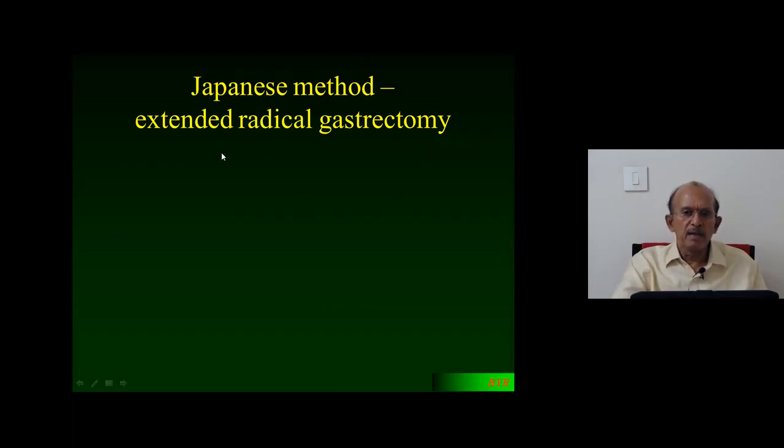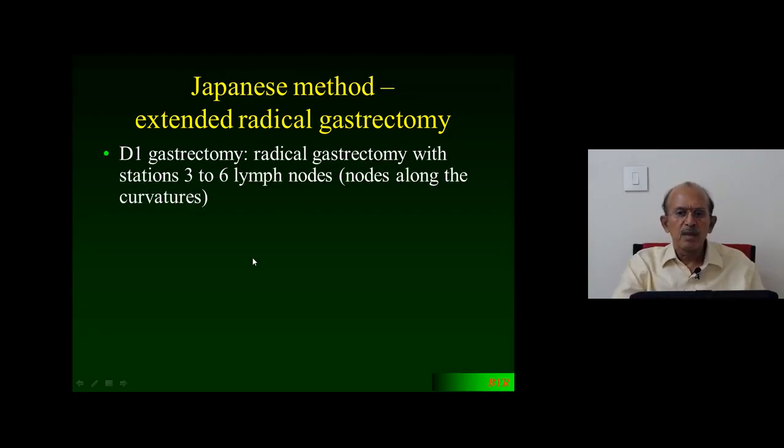Japanese method. In Japan, because of the high incidence of cancer stomach, those surgeons are well experienced in dealing with these cases, and they have early gastric cancer, which gives a long-term survival. So what they usually do is extended radical gastrectomy. That means the radical gastrectomy itself is a radical procedure, so they will extend that. For example, D1 gastrectomy means it is radical gastrectomy with stations 3 to 6 lymph nodes. That means nodes along the curvatures. If they are removed, it's called D1 gastrectomy.